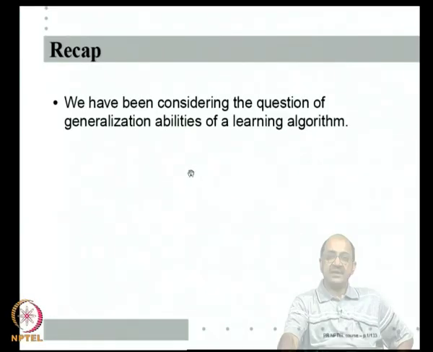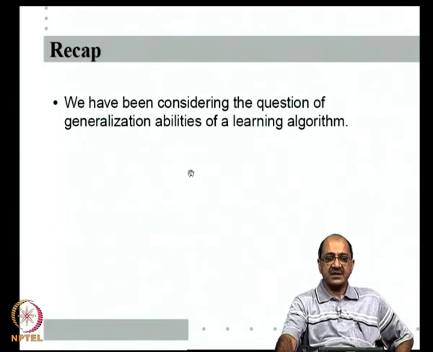Hello and welcome to this next lecture on pattern recognition. We have been looking at, for the last few classes, some basics of statistical learning theory. Essentially, we are asking at a theoretical level what kind of guarantees we can give on the generalization abilities of a learning algorithm. Specifically, we are considering the question of formally understanding the generalization abilities of a learning algorithm in a classification context.